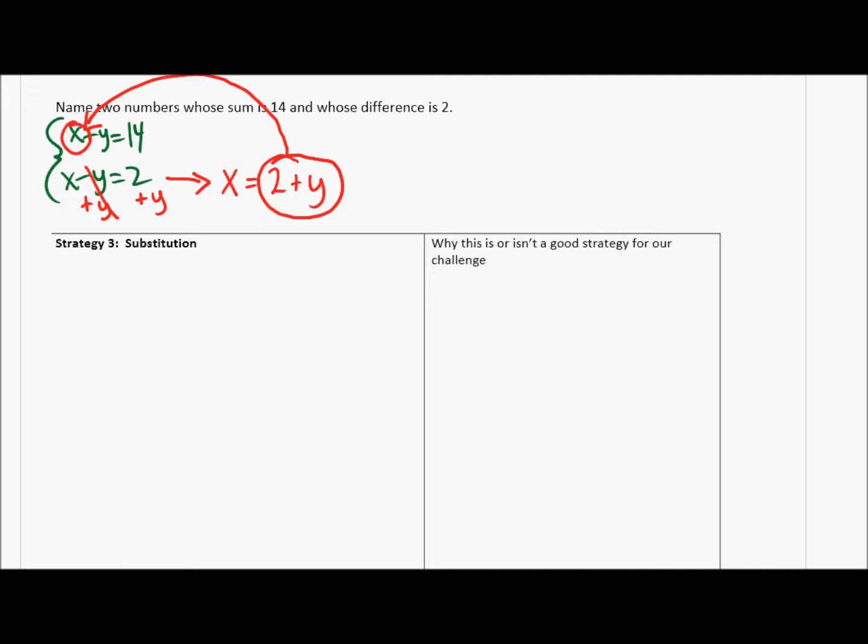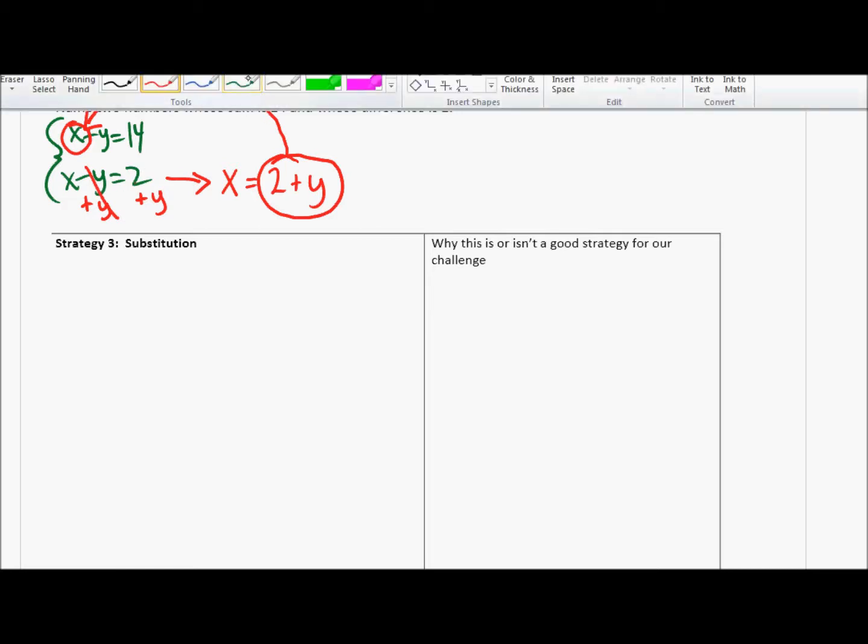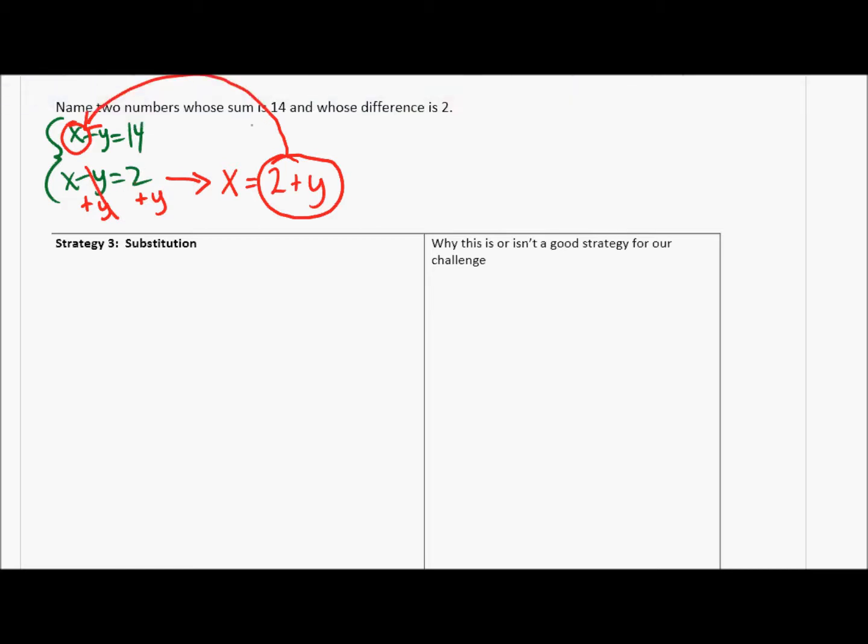Alright, so we've rewritten one of the equations so that we had a variable isolated, and now we're substituting it into the other equation, and here's what the other equation is going to look like. Instead of writing this x, I'm going to write 2 plus y because I did the substitution. Now I just keep going, minus y equals 14.